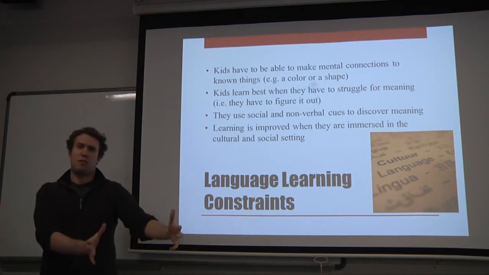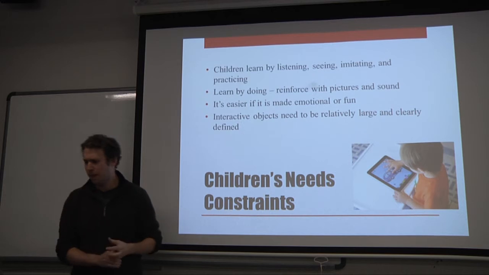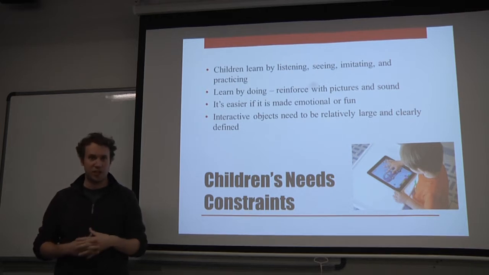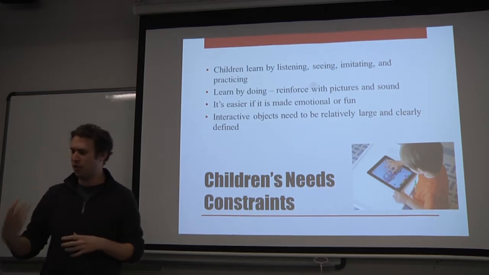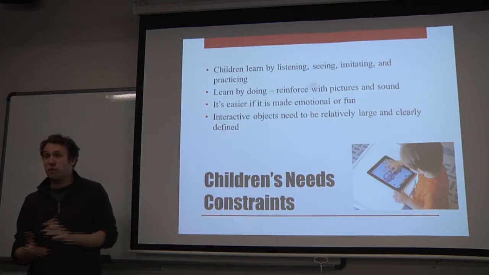So keeping these in mind, for language learning constraints, we also have a separate set of constraints from children's needs in when they learn. And so they learn by listening, seeing, imitating, and practicing. So there's this repetition, but also that interaction with it. They learn by doing, and we reinforce with pictures and sound. And it's easier if it's made emotional or fun.